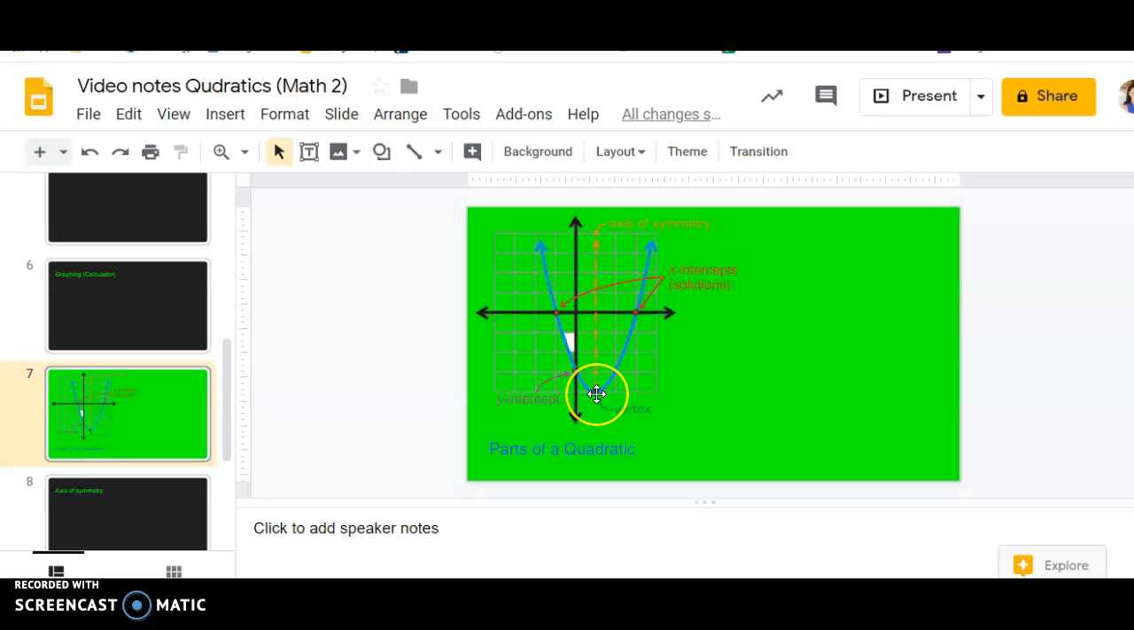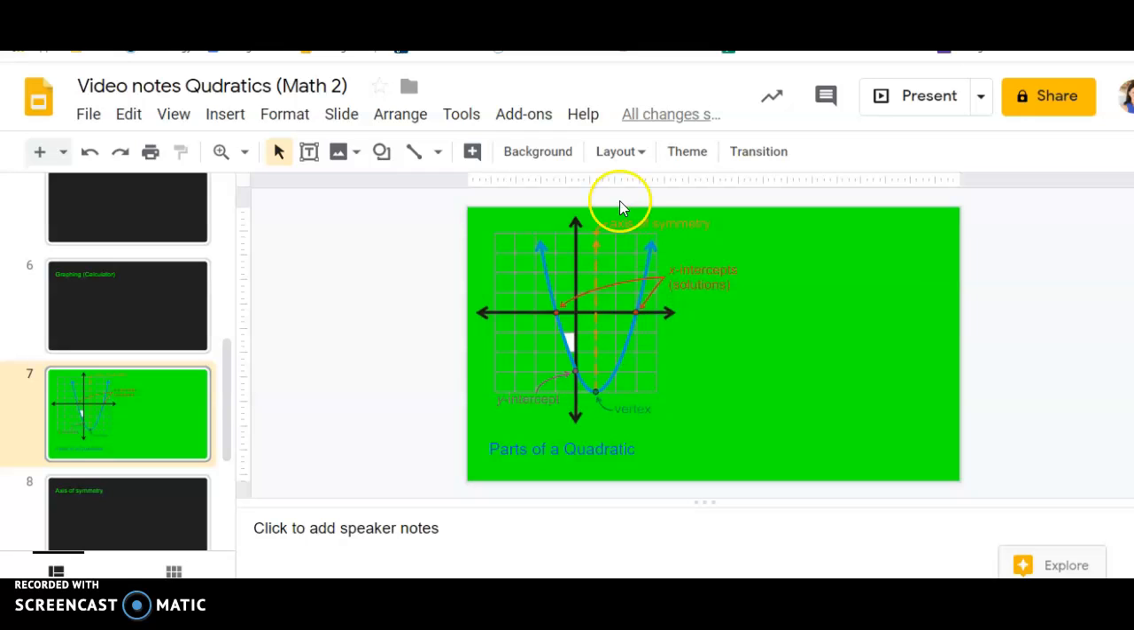So this part right here is a vertex, and it's basically the highest or lowest point of your parabola. So if this was a negative and we had one that looks like this, then you would of course have a high point, so that would be a maximum. This one happens to have a low point, so this one's going to have a minimum.